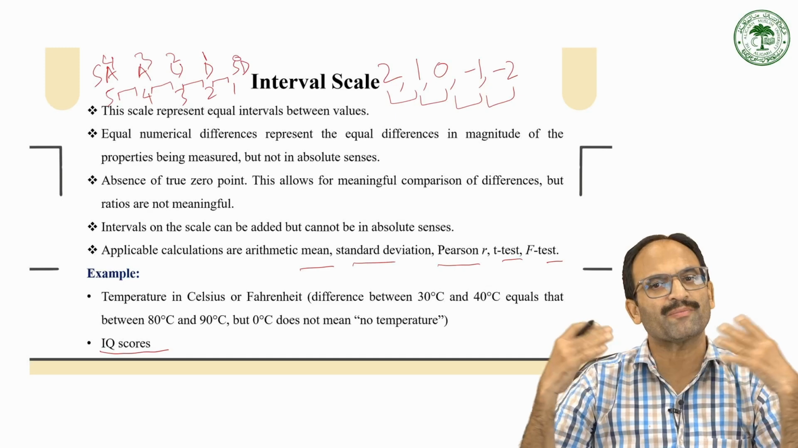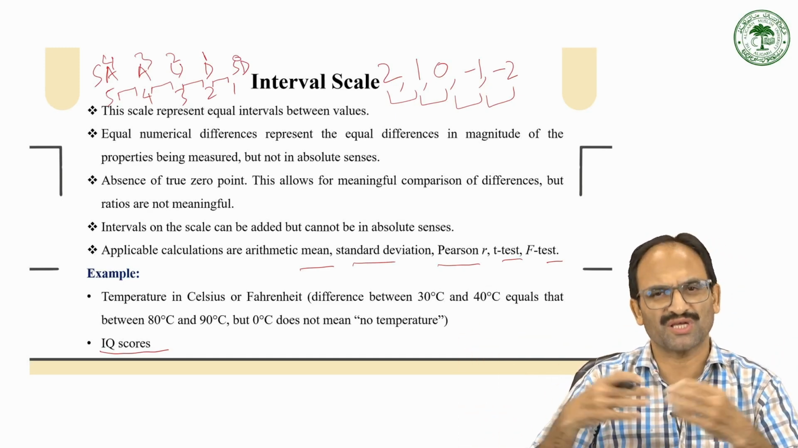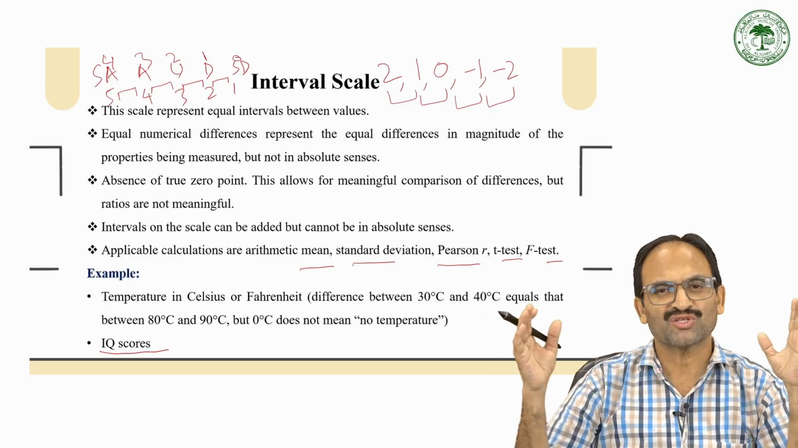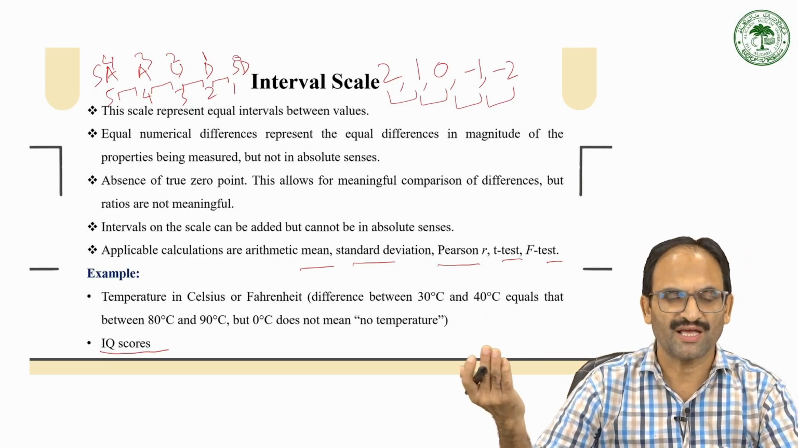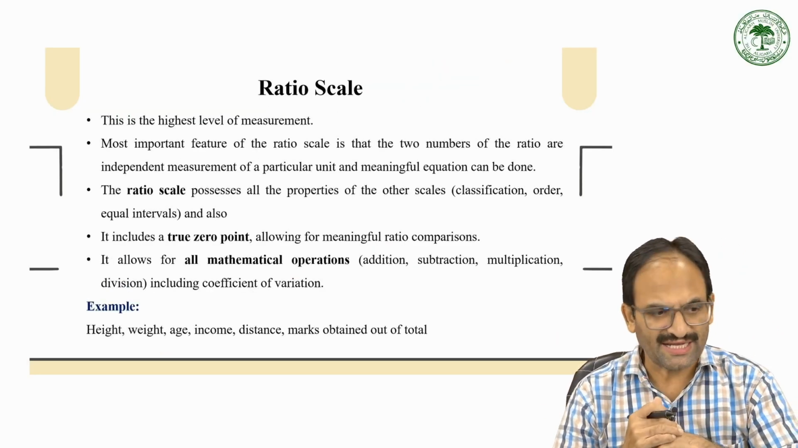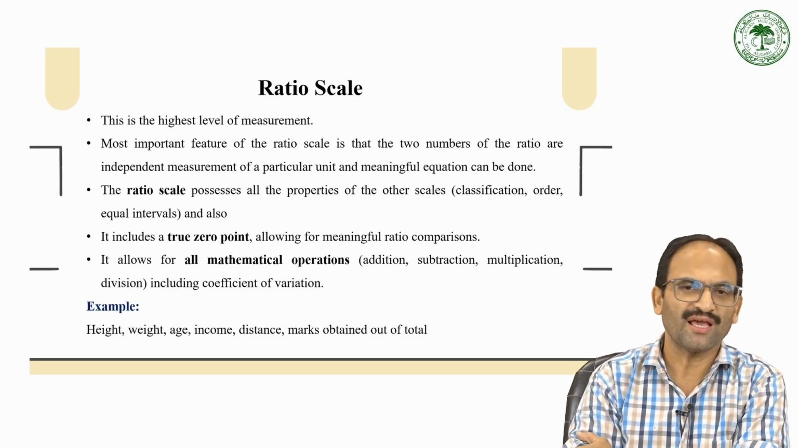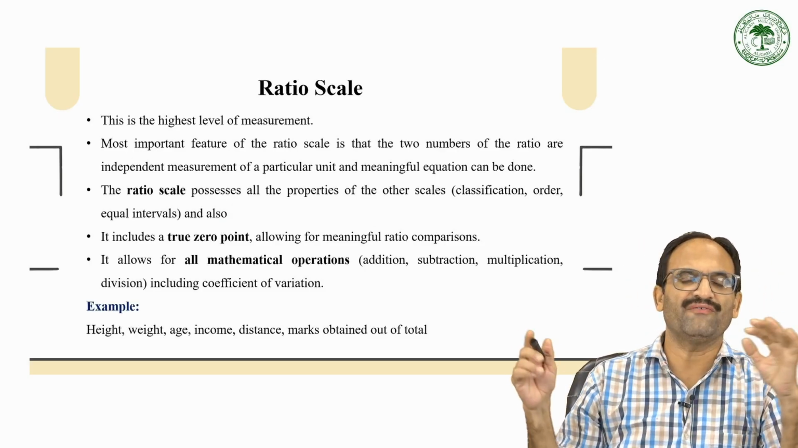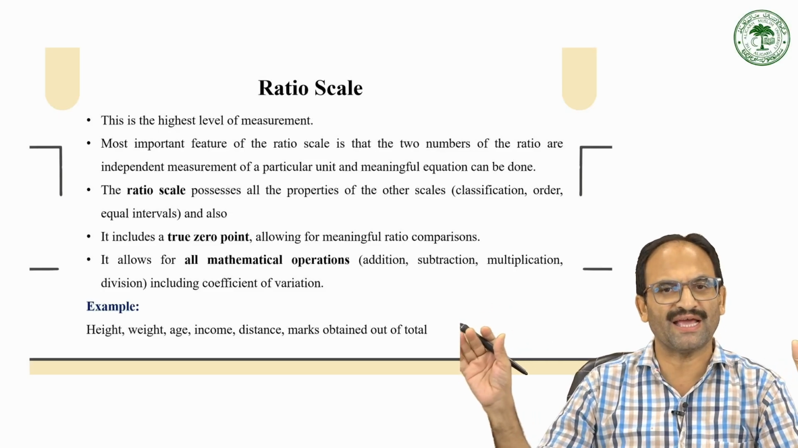And so far as our behavioral sciences are concerned, sociology, psychology, education and these types of subjects, the most frequently used scale is the interval scale. So with this, let's proceed to another scale, and that is the ratio scale. So what is the ratio scale? It is the highest level of measurement. It is the most precise measurement as well.